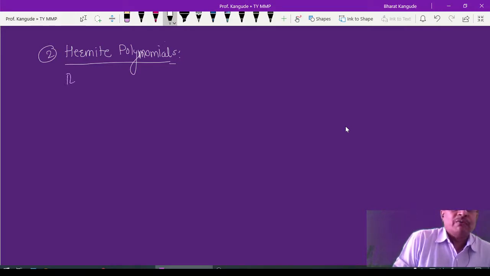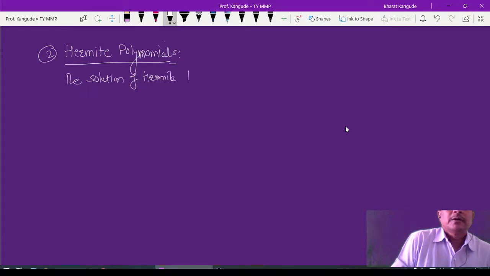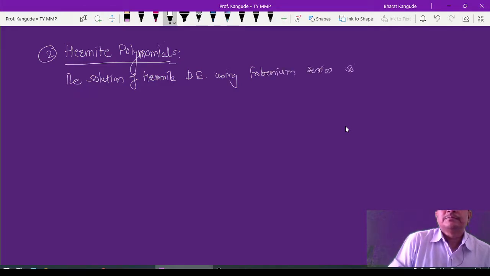The solution of the Hermite differential equation, using the Frobenius series solution method, for even powers of x.